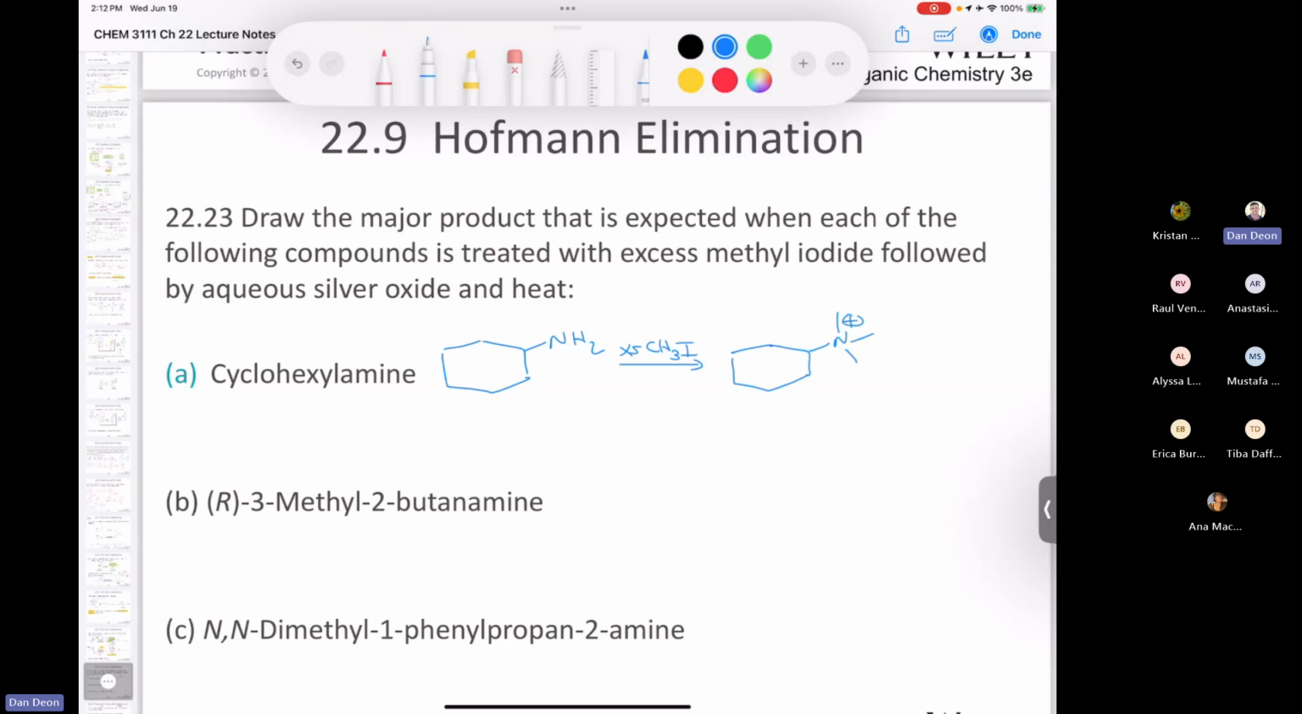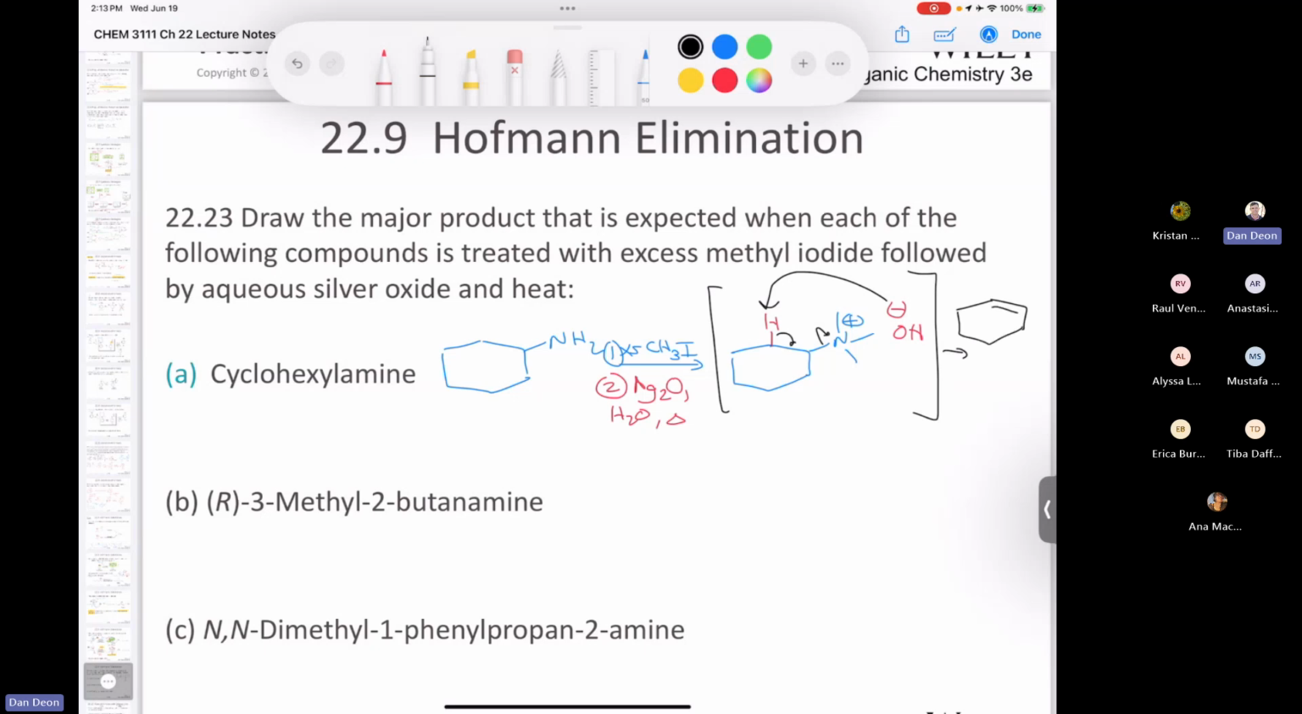And then after treatment with silver oxide, and then we also put water and heat, what's going to happen is now you're going to have your hydroxide ion like this. And if this is your alpha carbon, these are your beta carbons. There's only one type of beta proton in this whole molecule, which is this one here. And so you're going to rip off this proton, form the double bond, lose your leaving group. So again, this is nothing more than an intermediate. And the product that you're going to form in this case is going to be cyclohexene, this compound here.